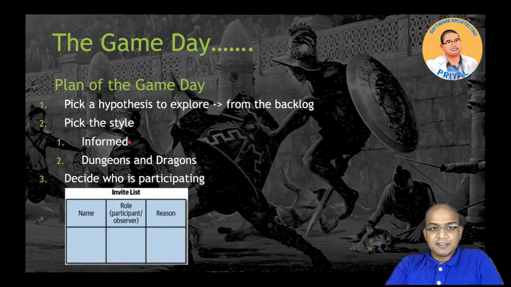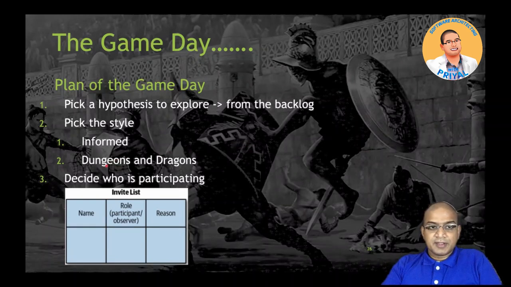In the informed style, you are telling your team, we are going to have a chaos engineering test today, and this is the place that we are going to do it, and this is the area that we are going to test using our test cases. So the whole team is informed, your DevOps teams, your support teams, your dev team, everyone, and they know that at this particular time, this particular area is going to be affected.